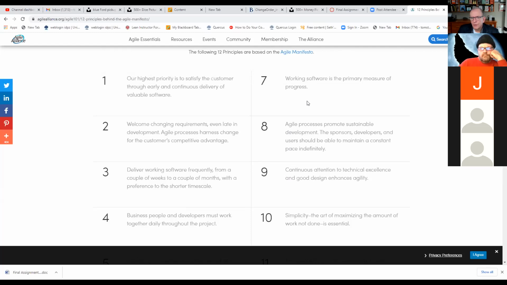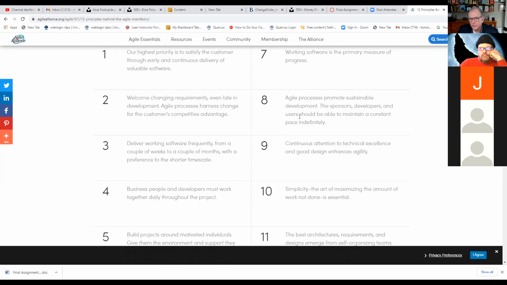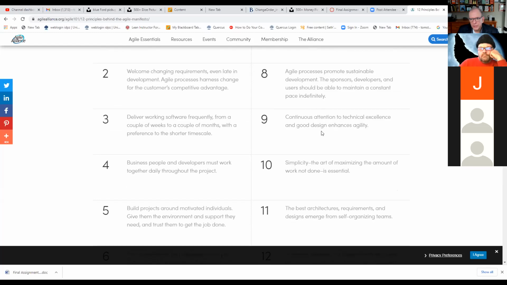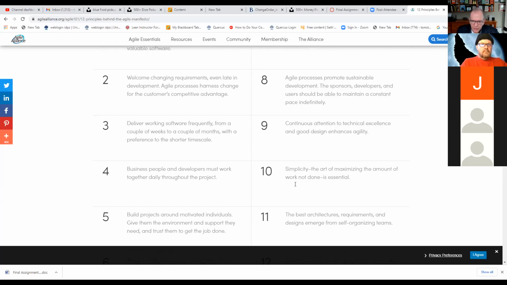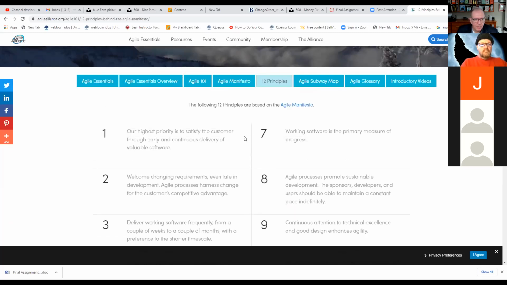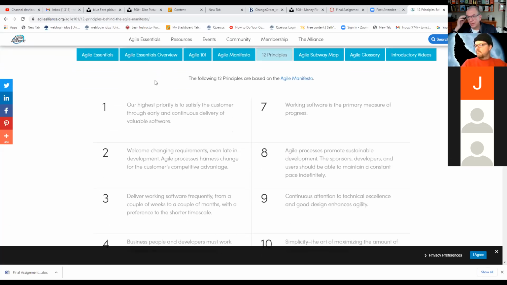Working software is the primary measure of progress. Well, actual projects that function the way they're designed, that would be in construction. Agile processes promote sustainable development. Continuous attention to technical excellence and good design enhances agility. Simplicity, the art of maximizing the amount of work not done. So that's kind of tying to waste. This one's maybe not my best example of pulling it up rapidly, but it gives you an idea where there are elements that align with it.